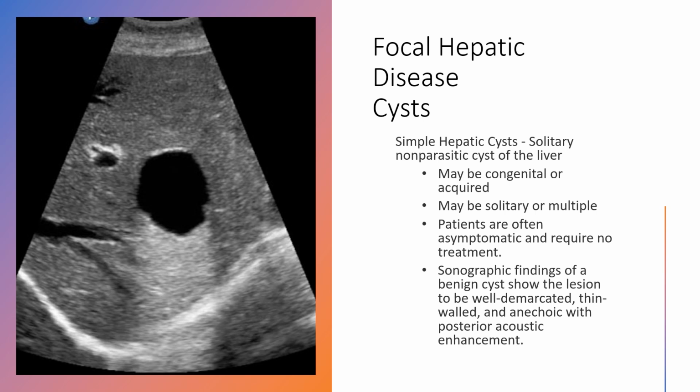We're going to move into different focal hepatic diseases, and the first one we're going to talk about is cysts. Cysts are probably the most common thing you're going to see, simple hepatic cysts. They're usually solitary, they're non-parasitic, they're going to have all the characteristics of a simple cyst. So they're going to be anechoic with a well-defined border and posterior acoustic enhancement. We can see this posterior acoustic enhancement in this picture. We've got our cyst right here, nice and anechoic, clear. We got that well-defined border, and then behind it we got this area that is bright that's caused by that posterior acoustic enhancement.